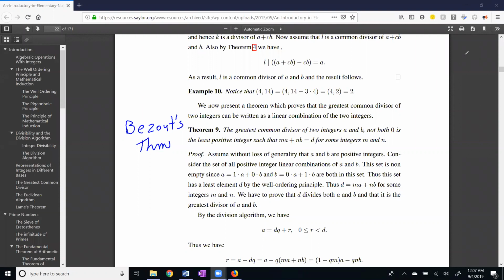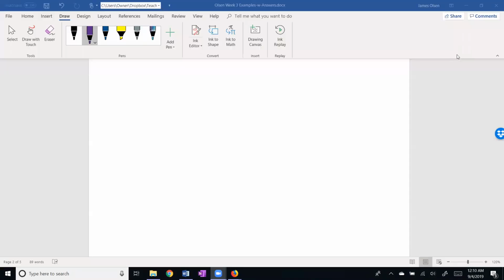For emphasis, let's write down here that the greatest common divisor of A and B is D. MA plus NB is a linear combination of A and B. We introduced the idea of linear combination last week, and now we're seeing a very important application of this. So let's do an example. Let's play with 6 and 10. And let's make some linear combinations.